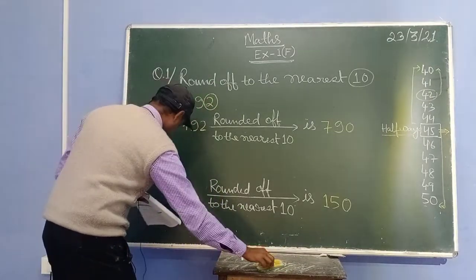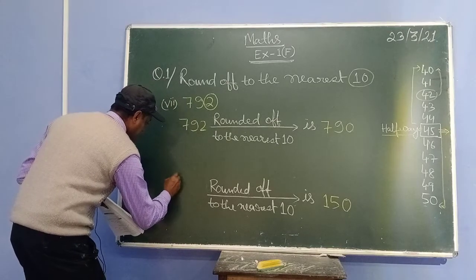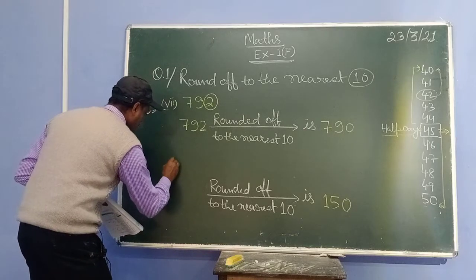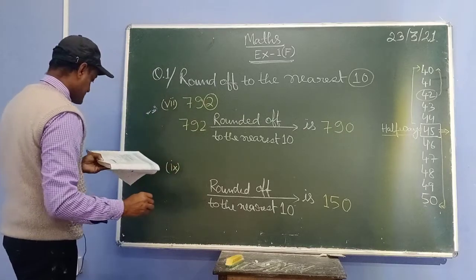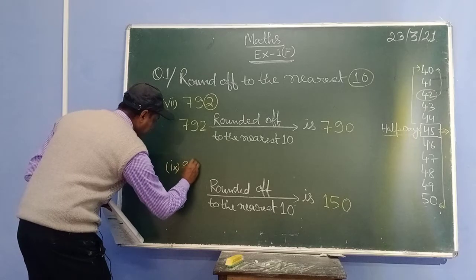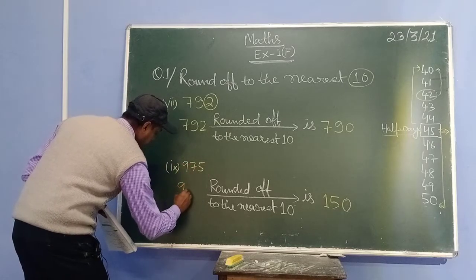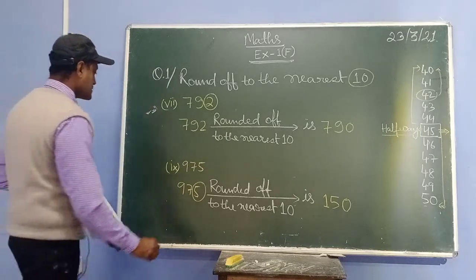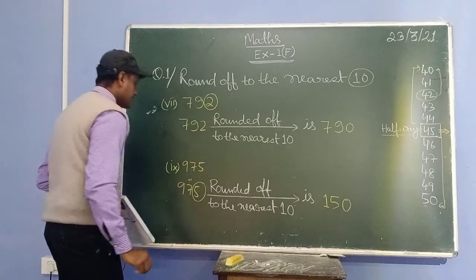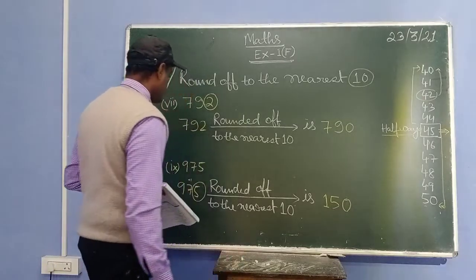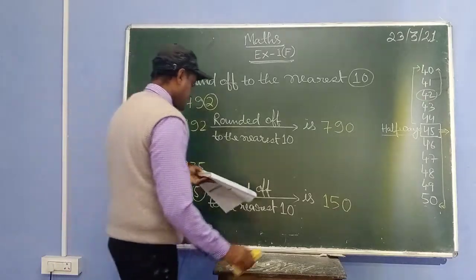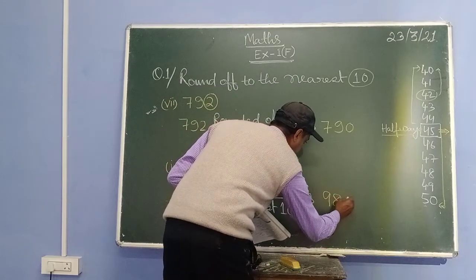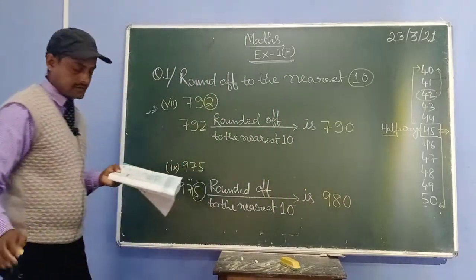In the same way, part 9. Part 9 is 975. This is equal to 5. So what will we do? We will add 1 here. So 975 rounded off to the nearest 10 is 980.